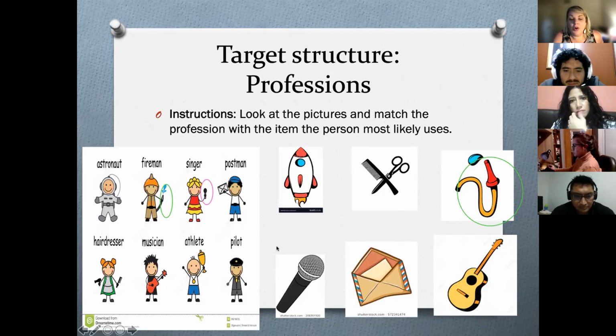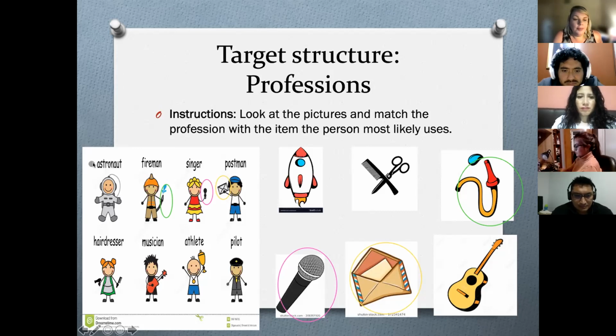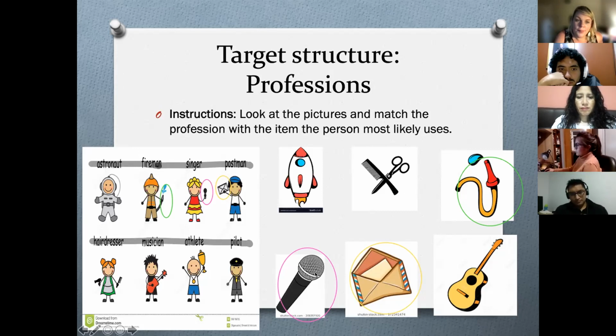Exactly, which means that we don't have to process meaning. You see what I'm doing right now? All I do is look at the different items that the people have. Oh, look at the postman. He has this thing, and there's one right here. I don't need to process. If I take all this stuff out, can they still do this activity? Yes. That means that they're not processing. They don't need to process the meaning of these vocabulary words to do this activity. They just match pictures.